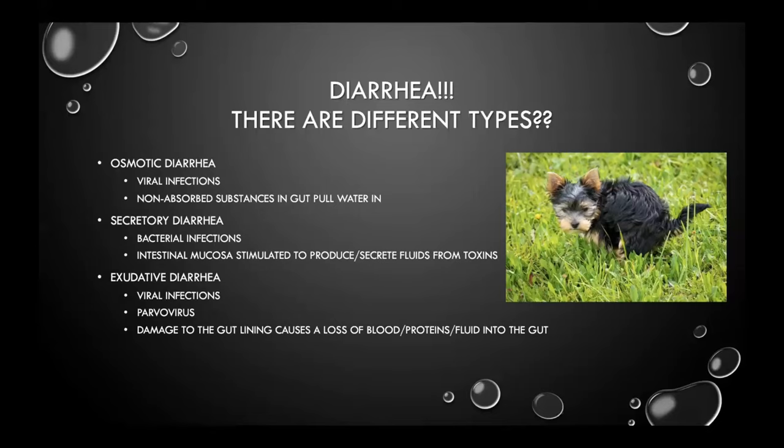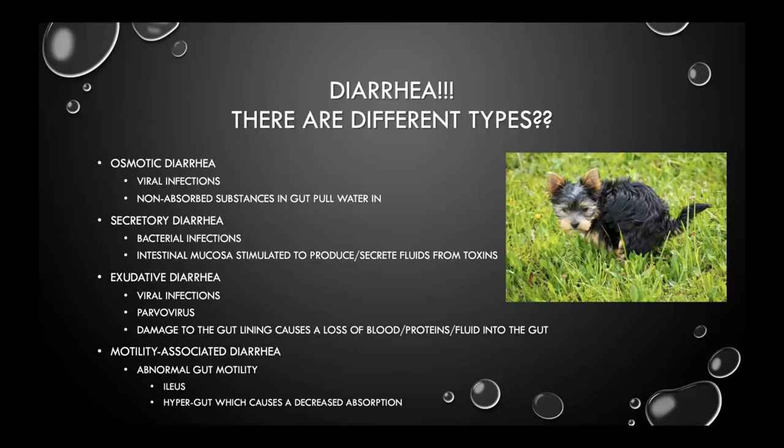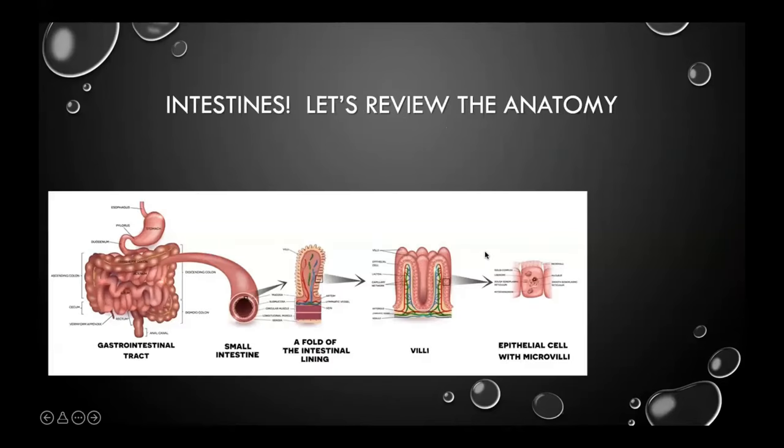So the first thing is to try and figure out what kind of diarrhea you're dealing with initially, since parvo usually causes diarrhea and vomiting. And then there's the motility associated diarrhea. So an ileus, they ate something that caused something to be stuck, or you've got a hypermotility gut, where they eat something that the body's just trying to expel. So you get decreased absorption that causes the diarrhea. So there's just different kinds of diarrhea. Keep that in mind when you're looking at a dog.